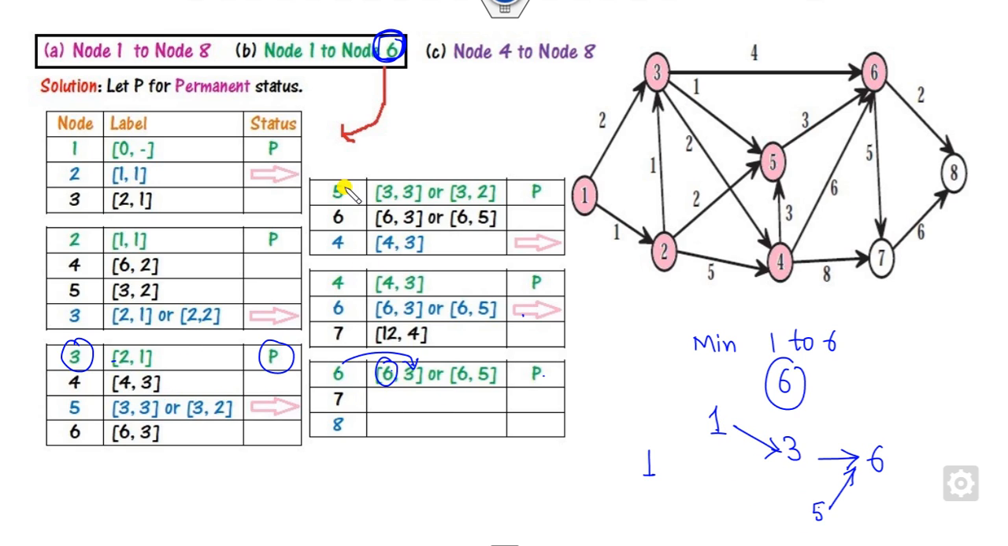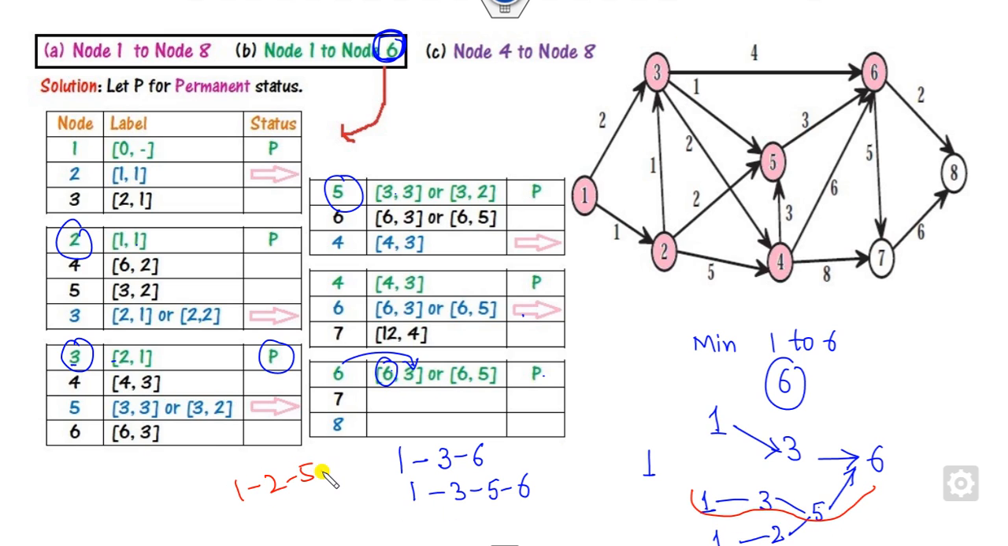5 is permanent here, which is due to 3. Now there are again two ways, 3 and 2. 3 is permanent at 1, 2 is permanent at 1. So how many ways are there? There are three paths: 1 3 6, 1 3 5 6, and 1 2 5 6. So these are the answers here.